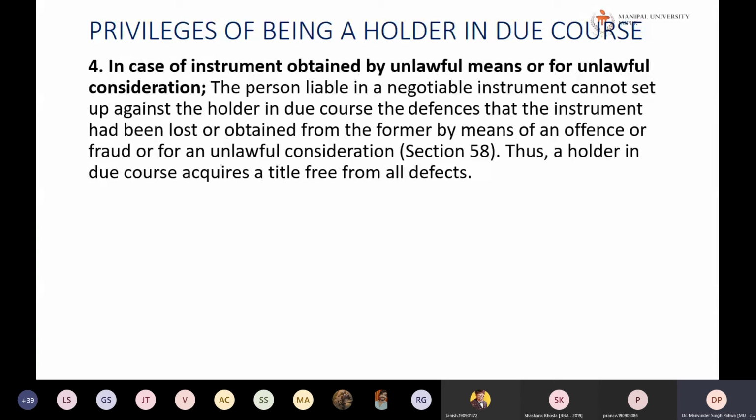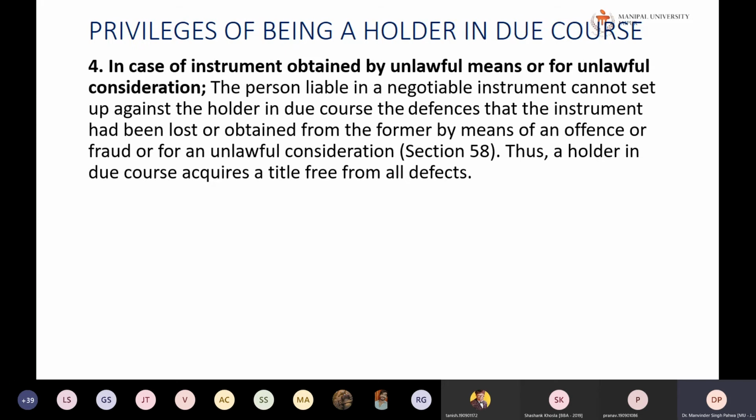Next is in case of an instrument obtained by unlawful means or unlawful consideration. This we have already discussed, that a person liable in the negotiable instrument cannot set up against the holder in due course the defense that the instrument has been lost, or obtained from the former by means of an offense or whatsoever.